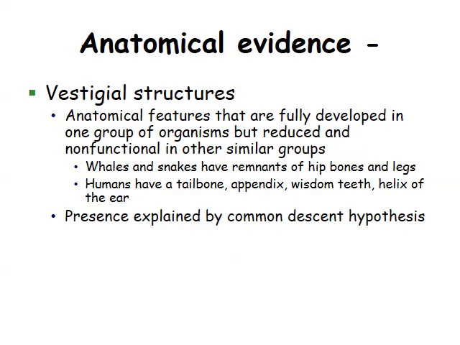As I mentioned before, with the whales having remnants of hip bones and legs, this indicates anatomical evidence that supports the theory of evolution. Vestigial structures are structures that are still found in an organism, but are very reduced and non-functioning. So whales and snakes have remnants of hip bones and upper leg bones or femurs. In a human, we still have a tailbone, even though we don't have a tail. We have an appendix, which is a non-functioning vestigial structure.